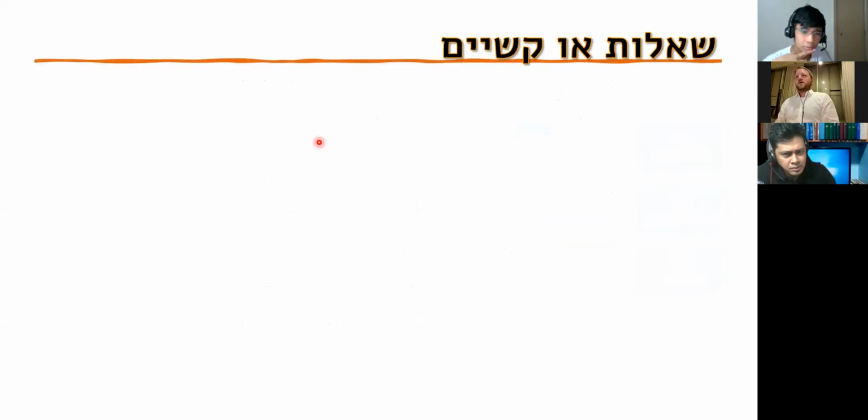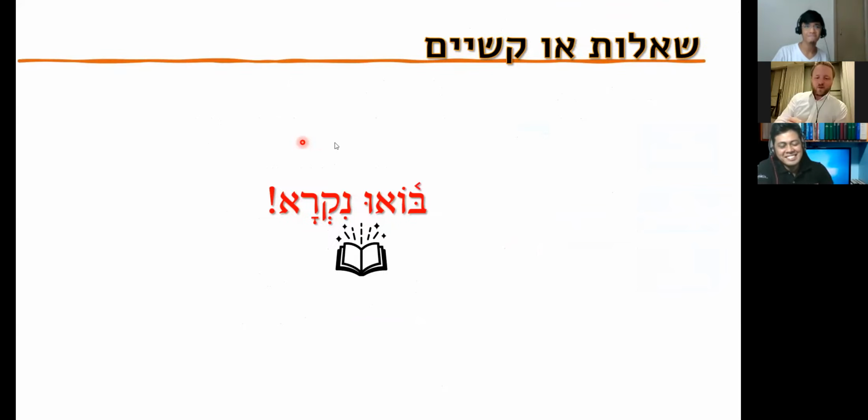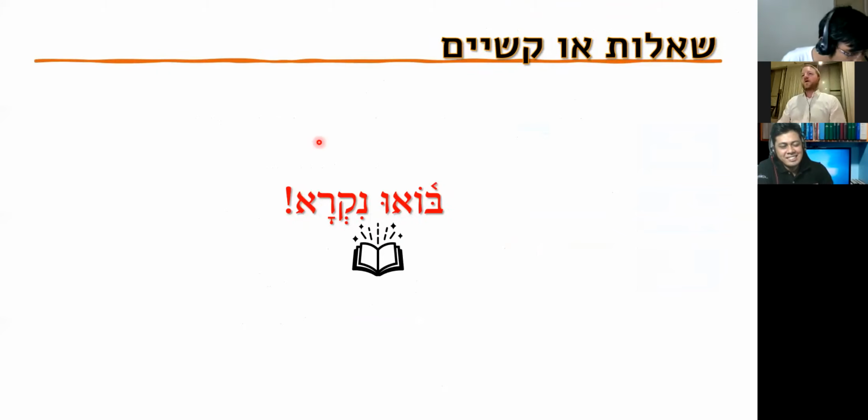All right. The next thing that I had here says Sherlot o Kshayim. Any questions or difficulties? I think we can skip that because we had technical difficulties. But what I put here was Bo Nikra. Let's read. But I think we've already hit well beyond our hour and a half. Yeah, we're right at the hour and a half mark. So we'll save the reading for our Tuesday meeting.